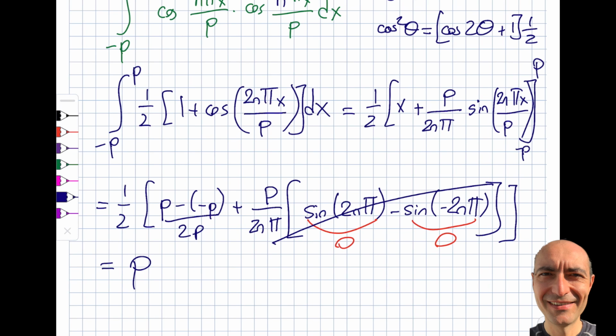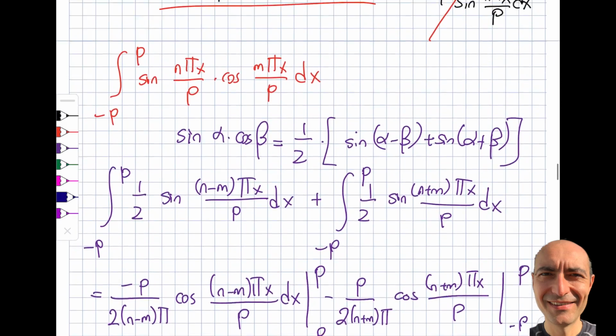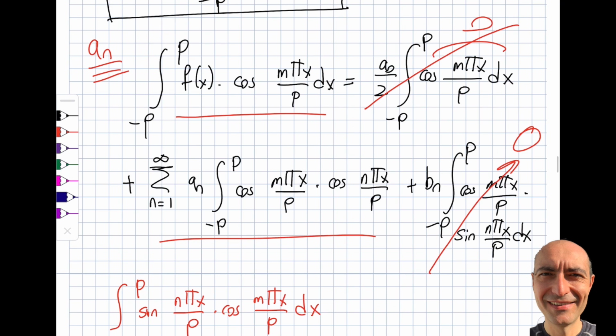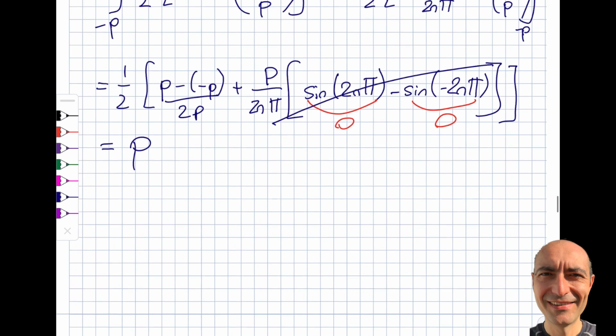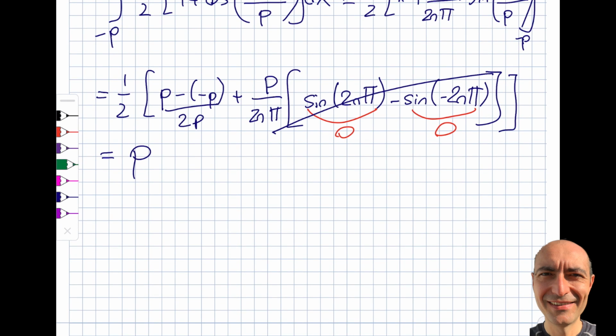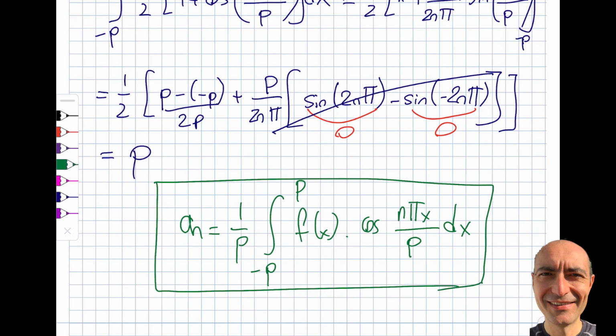Okay, so far okay, I'm not panicking now, so let me go back. So when I go back up here, you will see that this whole thing right here turns out to be just a p. Okay, so then in order to find an, I'm going to multiply by 1 by p. That's it. Okay, let's just write what I said. So from here, I will get myself an will be equal to 1 by p integral minus p to p f of x times cosine of n pi x by p dx, and I box this up, right?